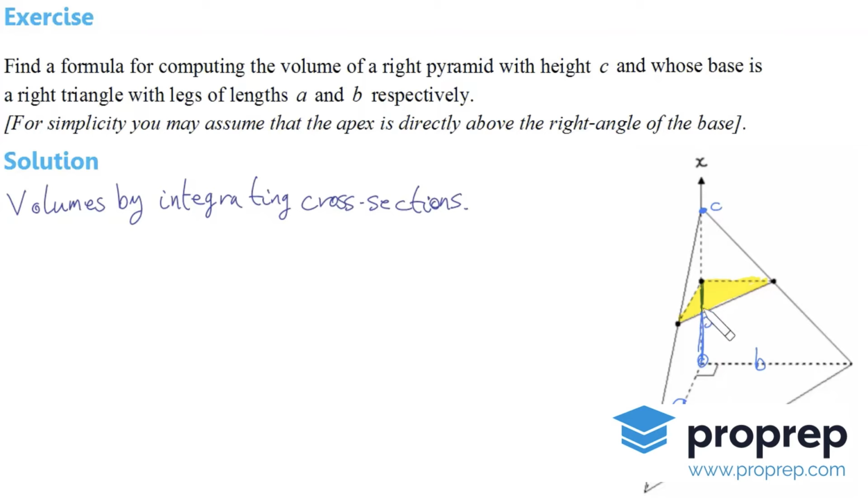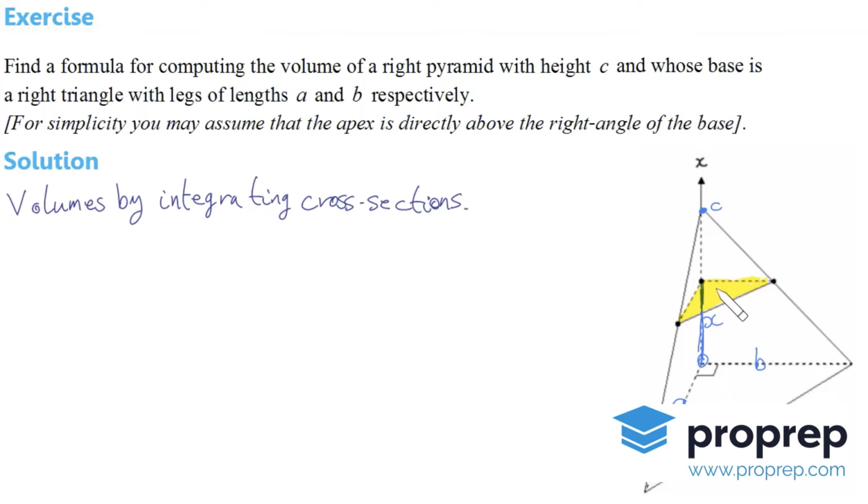And note that this cross section is parallel to the base because all the cross sections are perpendicular to the x-axis. That's how we require it. And so this is also parallel to the base, and this is a right angle too. And in fact, this triangle is a similar triangle to the base. Now let's mark some more things.